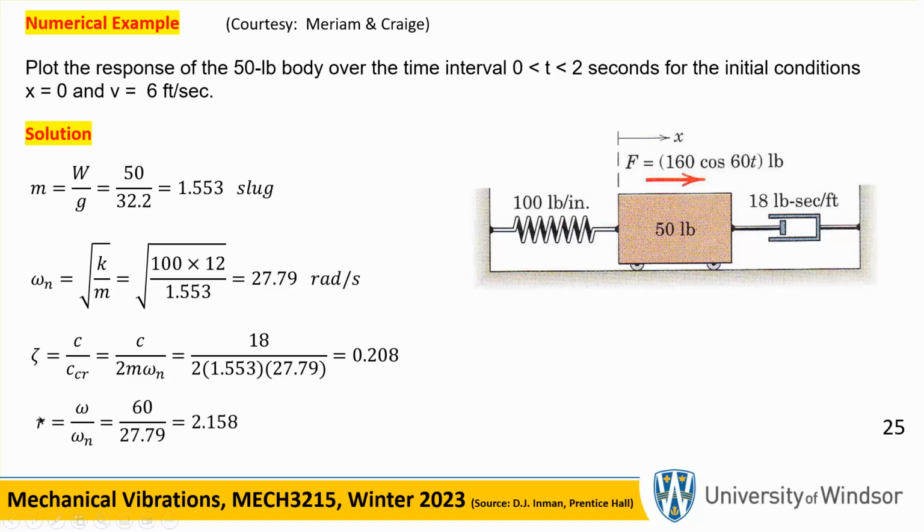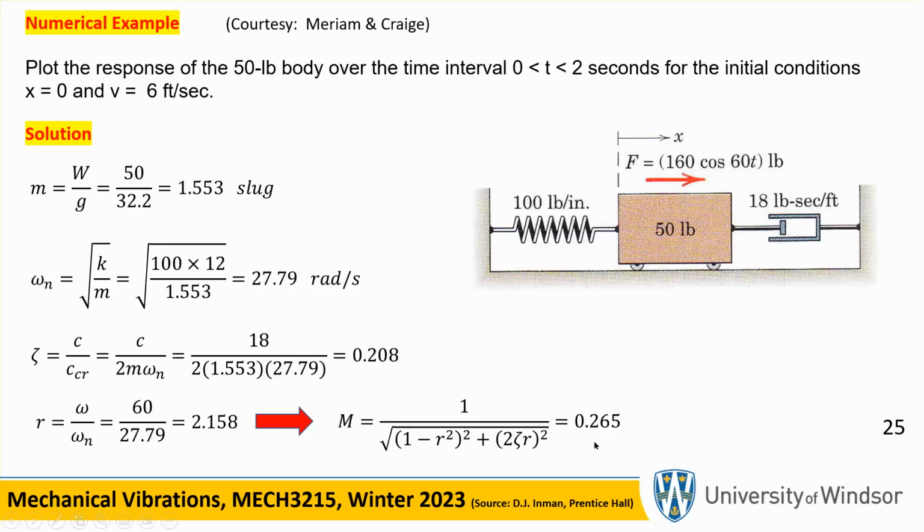Okay. Now, the frequency ratio, omega, that's given to us, omega is 60 right there. Omega n, we just calculated, you get 2.158. Okay, good. If I have r, sorry, and I have zeta, you can find the magnification factor. There's the magnification factor, 1 minus r squared quantity squared plus 2 zeta, zeta is right here, times r squared. You just plug it in, you're going to get this.